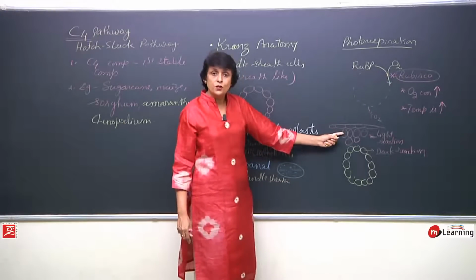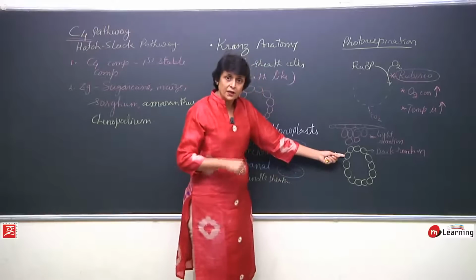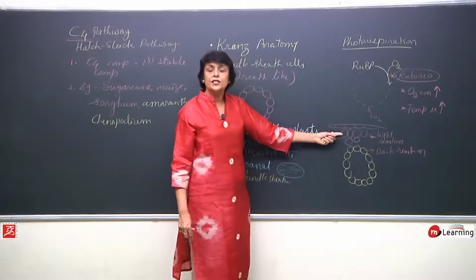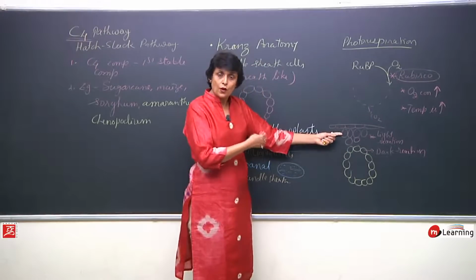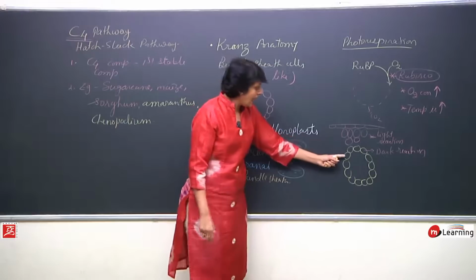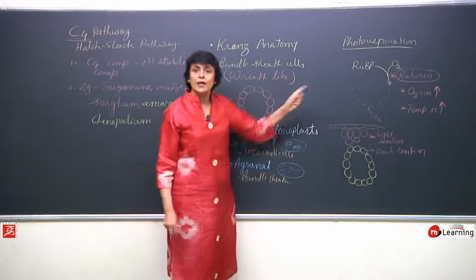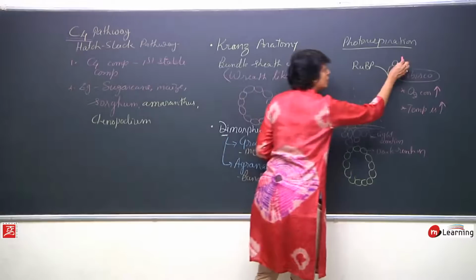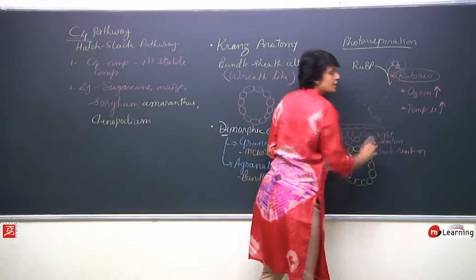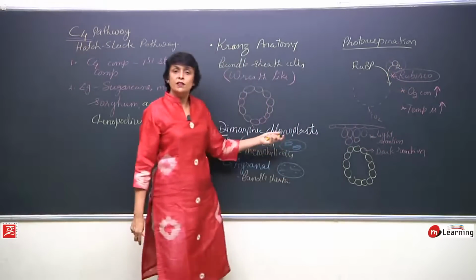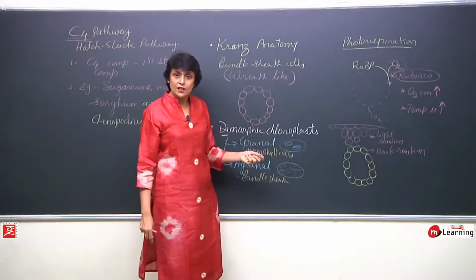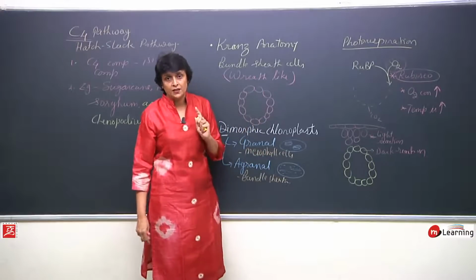Light reaction in mesophyll cells, dark reaction in bundle sheath cells. Light reaction will result in release of oxygen as a byproduct, and in bundle sheath cells the enzyme rubisco will act. So now if oxygen is not available, its concentration is low, it automatically will act as a carboxylase enzyme. So one problem taken care of.